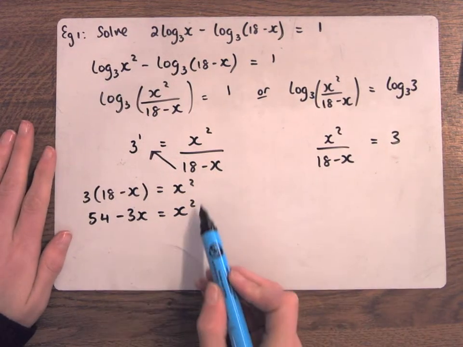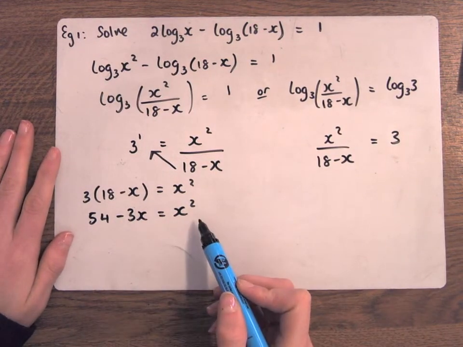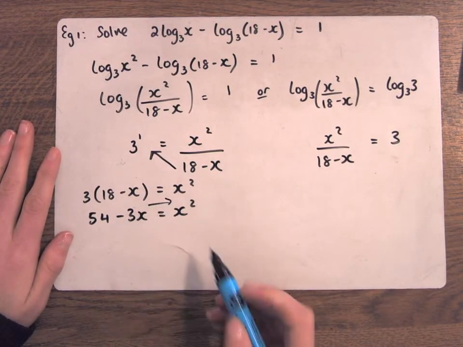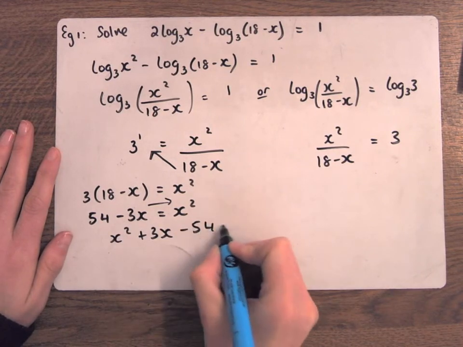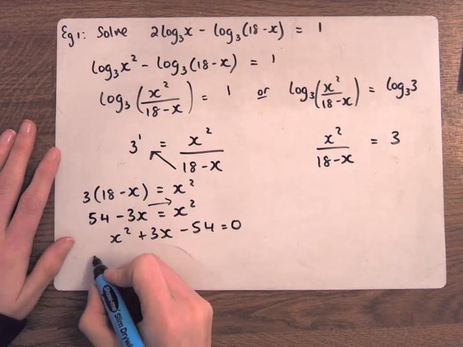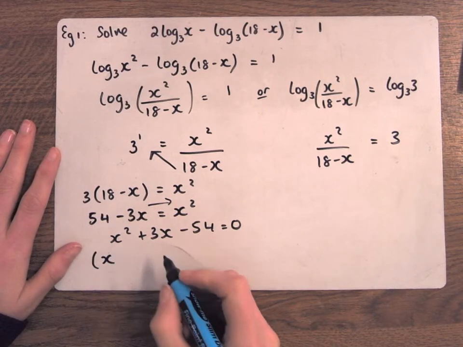What do I have here? Quadratic. X squared plus 3x minus 54 equals 0. You can either factorize or use minus b.